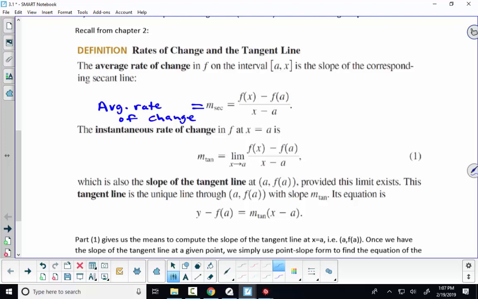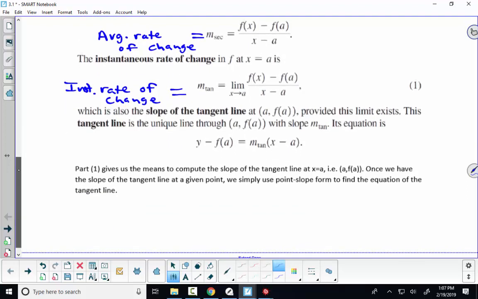So once we apply a limit to the slope of a secant line, that gives us the slope of a tangent line. This is also the instantaneous rate of change. So we had a question like that on the exam where we had tables we had to fill out, and then the second part asked us to guess what we thought the instantaneous rate of change was going to be based upon the average rate of change. So hopefully that's nothing surprising.